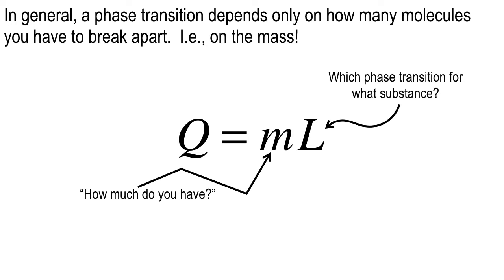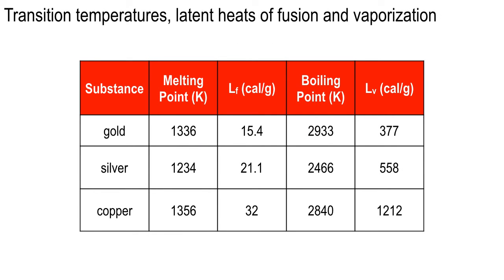Here are some transition temperatures and latent heats of fusion and vaporization for three different metals. Now you're going to have some clicker questions based on this table. But let's take a look at this table, and as you jot down gold, silver, and copper, let me ask you a few questions.